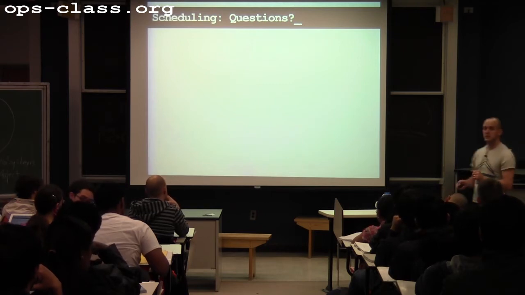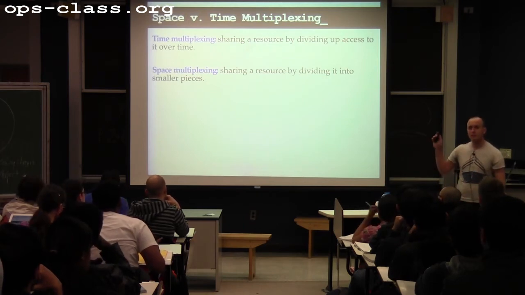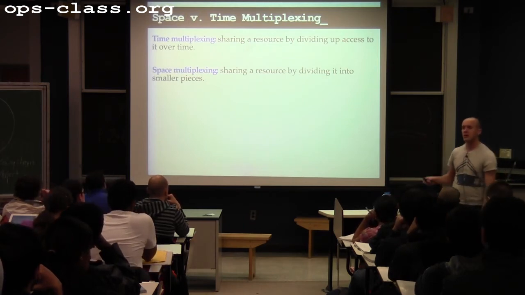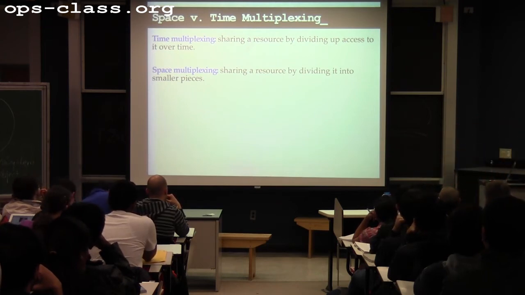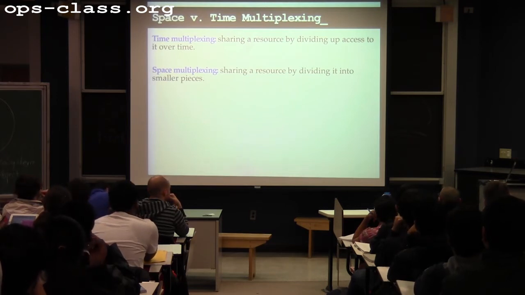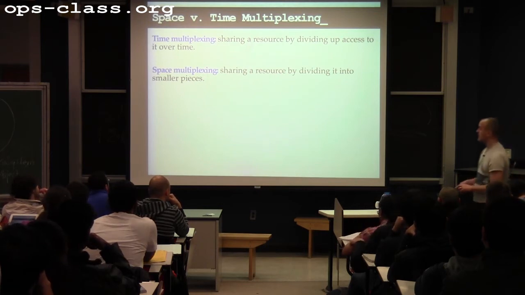Any other questions? More questions that I don't know the answer to. Those are good ones. All right, so let's talk about memory. One of the biggest differences when we look at memory is that we've been talking about multiplexing, but we haven't been as accurate as we need to be about what we mean to multiplex a resource. So I want to distinguish between two types of multiplexing, and we need to now because we're going to start talking about memory.